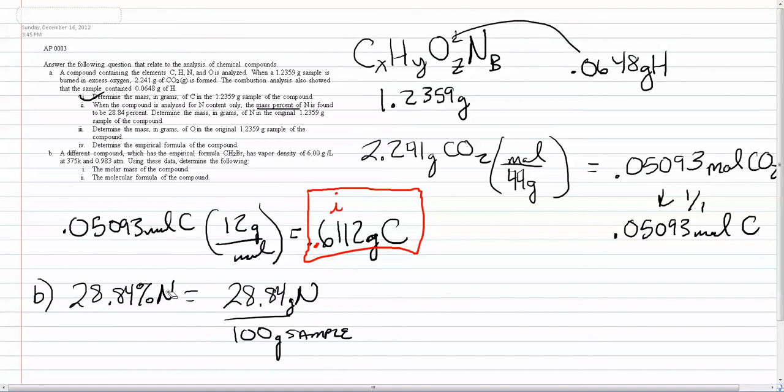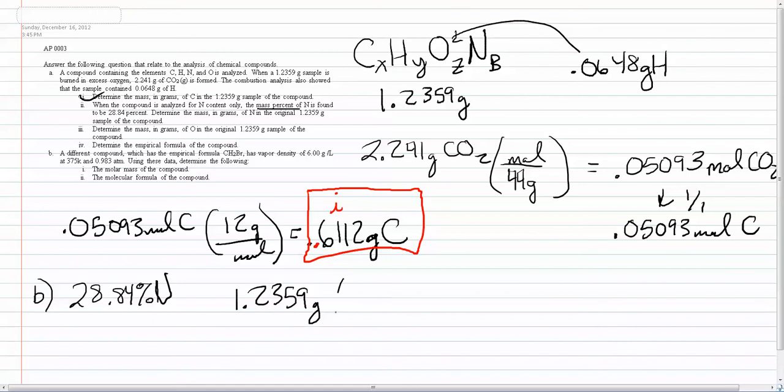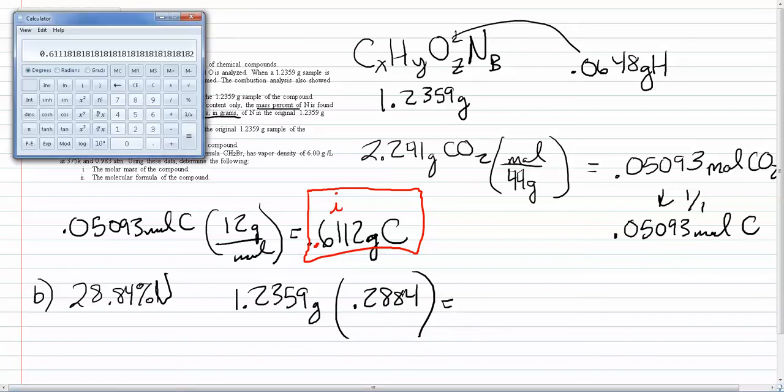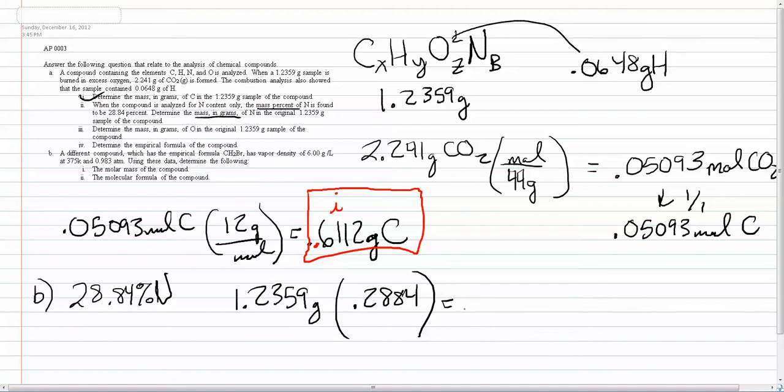Well, I'm way overcomplicating this. If it's 28.84% N, and we know that the overall mass was 1.2359 grams, all I have to do is multiply this number by the percentage, 0.2884, and that'll give us the number of grams of N in the original sample. I was overthinking that one a lot. So 1.2359 times 0.2884 is, looking for 4 sig figs, 0.3564.